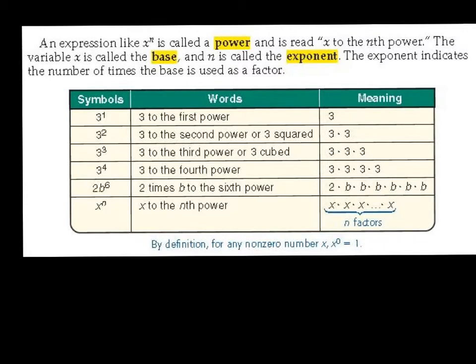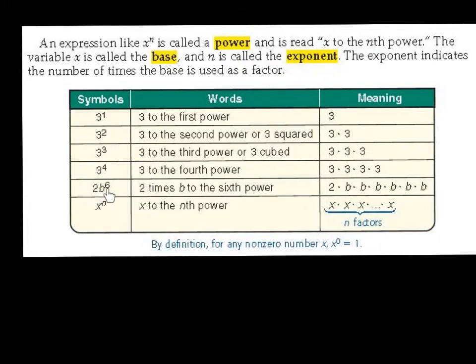An expression like x to the n is called a power and is read x to the nth power. The variable x is called the base and n is called the exponent. The exponent indicates the number of times the base is used as a factor. So 3 to the 1 means 1 factor of 3, 3 to the first power. 3 to the second power, 3 squared. 3 to the third power, 3 cubed, 3 factors of 3. 3 to the fourth, 4 factors of 3.